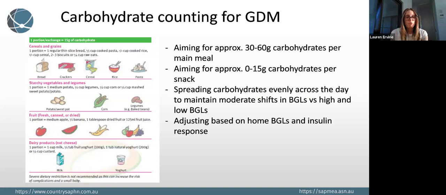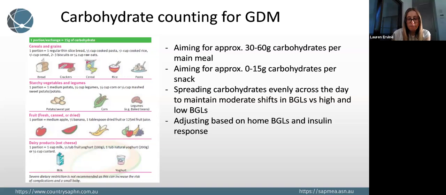But we would look at their home blood sugar levels when they test them and adjust it if needed. There will be people who need to eat a little bit less than that, and we'd find that out based on their bloods. But we wouldn't go straight for restricting it, because these foods have a lot of benefits as well. So what an exchange or 15 grams of carbs might look like is a slice of bread or about half a cup of cooked pasta.